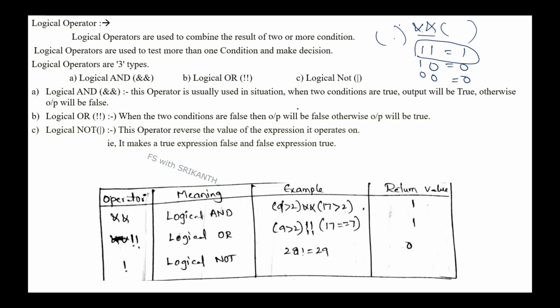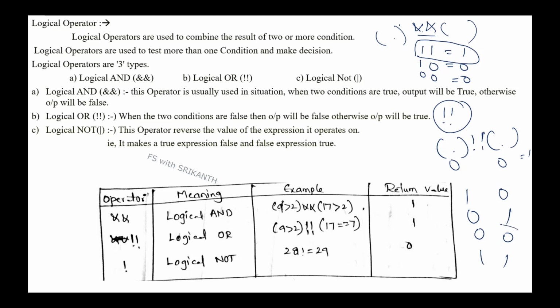Next one, logical OR. Logical OR is completely different from logical AND. Means when the two expressions are false, it will be false, otherwise true. Suppose one expression is true, the other expression is false, or one expression is false, another is true. Just observe, when both expressions are false, then it will be false. Otherwise true. Any one should be true, it will be true. That is one scenario.